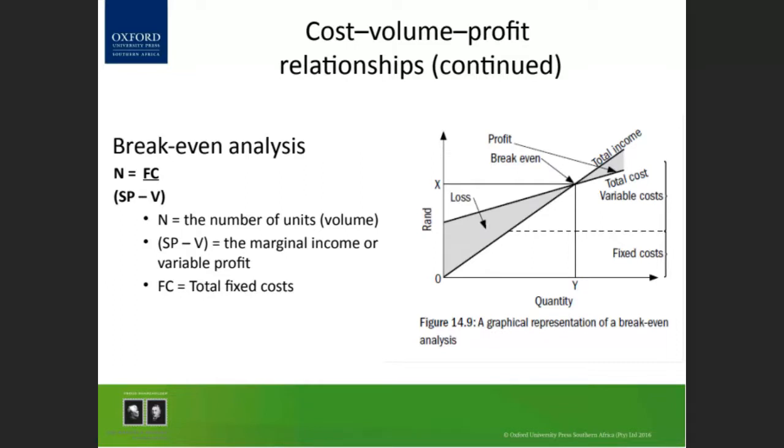It doesn't change. But what is most important at this stage is to understand that at that point, you are not making any profits and you are also not making any losses. This same break-even point can also be calculated in terms of income and also in terms of the quantity.